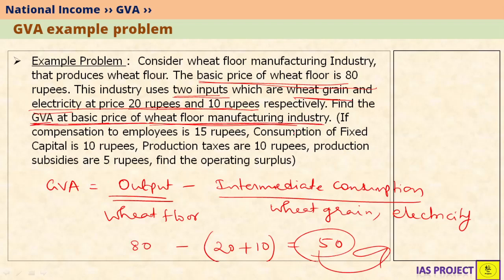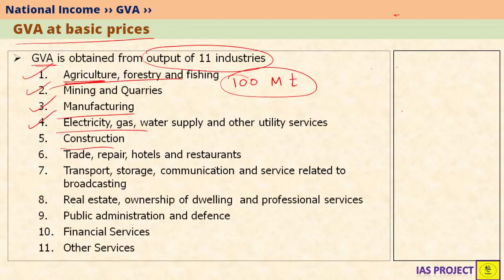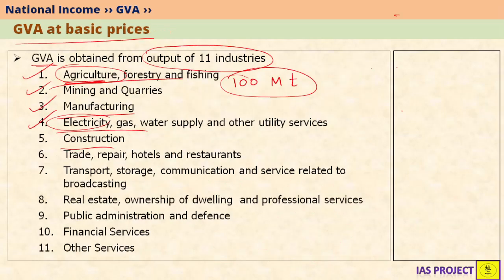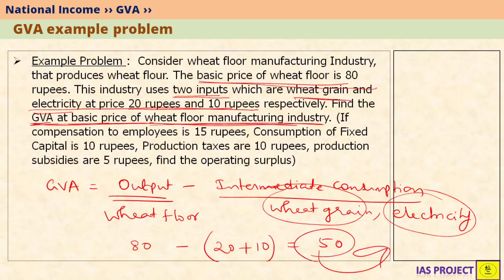Now, we already know that wheat grain is an output of the agriculture industry. Also, electricity is the output of industry number 4. So these both become intermediate consumption goods. I hope you have understood this problem.